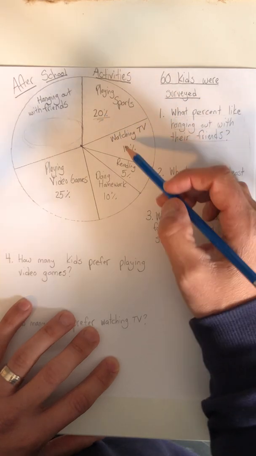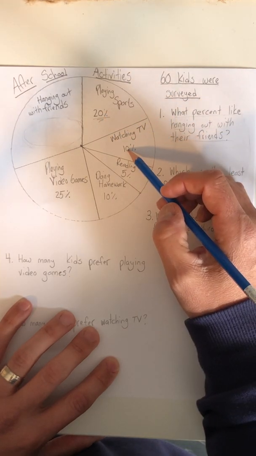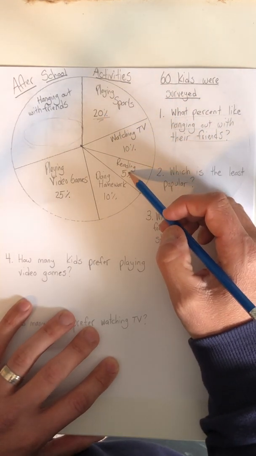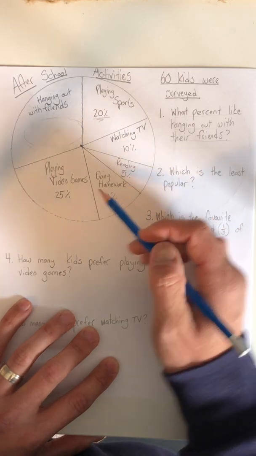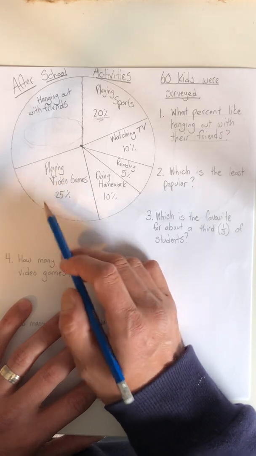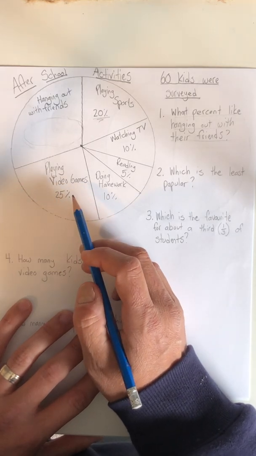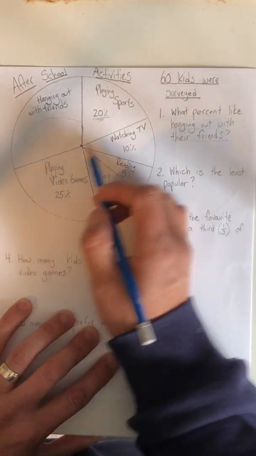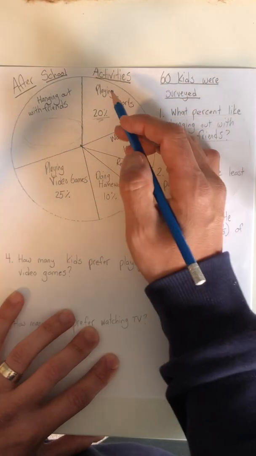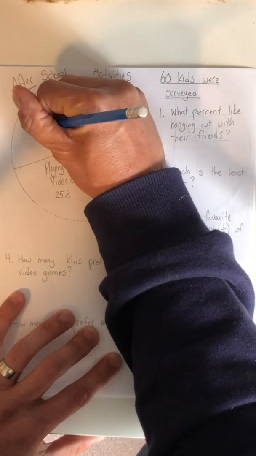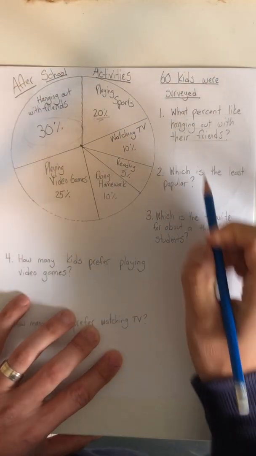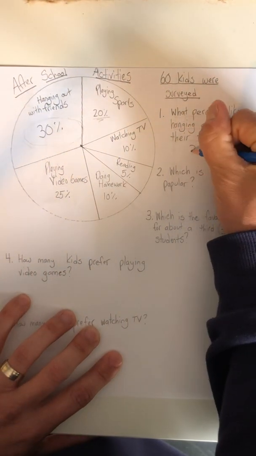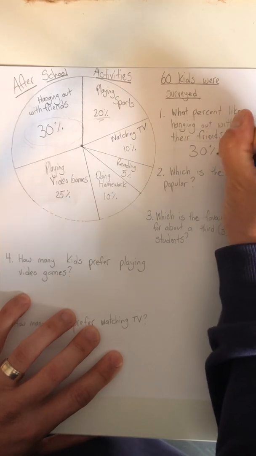So 20 and 10 is 30%. Another 5%, 35%. Another 10%, 45%. 45 plus 25, that's 70%. So this section here is 70%, so that means this section here has to be 30%, because again, the circle has to add up to 100. So what percent like hanging out with their friends? Well, 30% like hanging out with their friends.